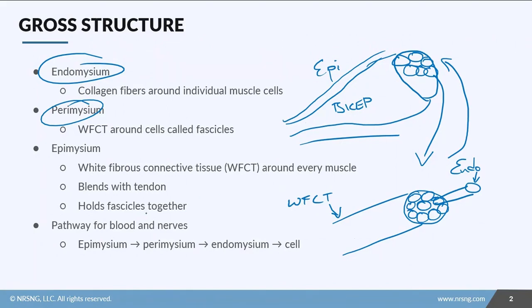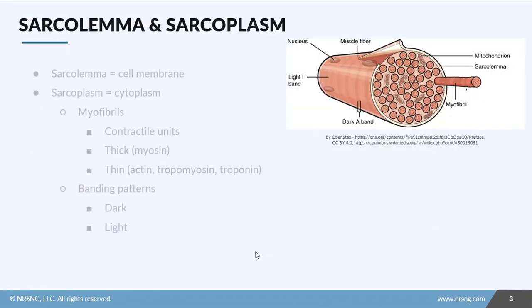I'm sure you're wondering how blood and nerves get from the outside into the inside of the cell. Well, it starts at the epimysium, then goes through the fascicles via the perimysium, and then goes into the endomysium and is delivered to the cell. And that helps to provide nutrients and remove the waste.